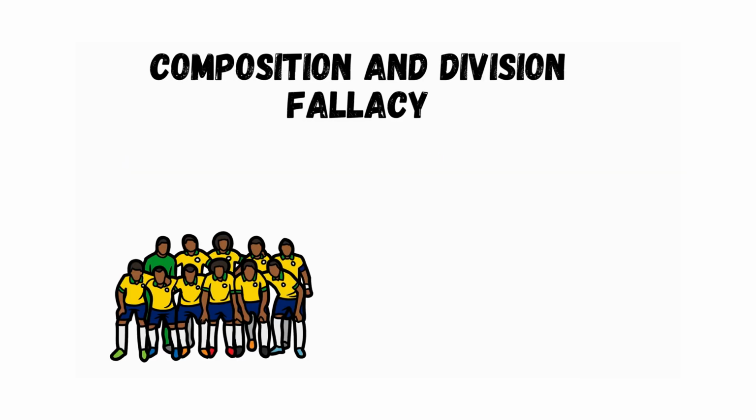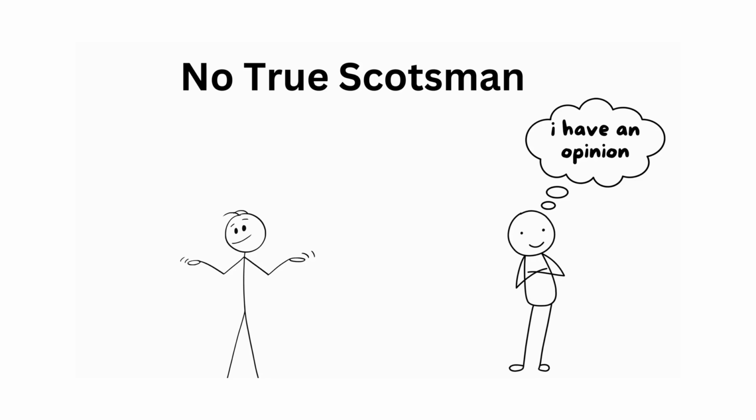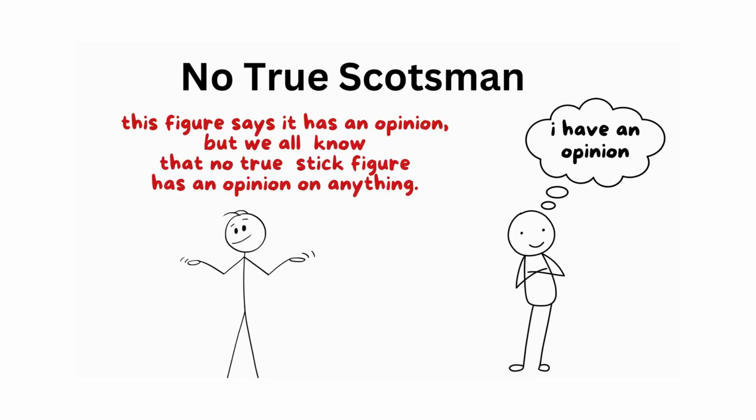Composition and division fallacy. This combines the fallacies of composition and division. It occurs when someone assumes that what's true for the whole must also be true for the parts, and vice versa. No True Scotsman. This occurs when someone redefines a term to exclude counterexamples and protect their argument from being refuted.